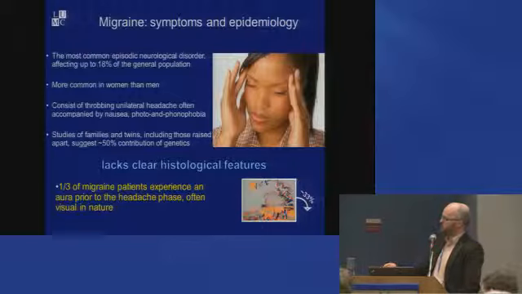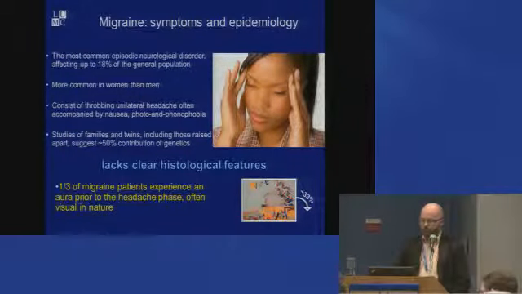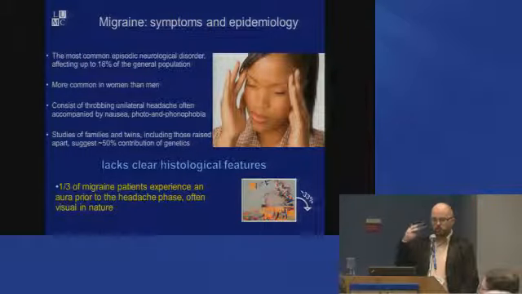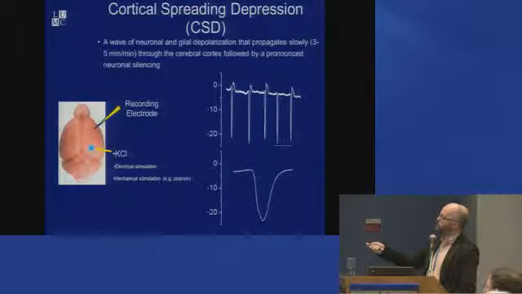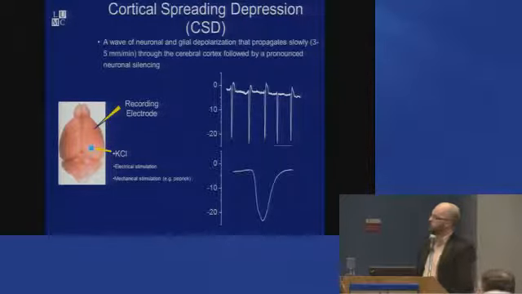One third of migraine patients experience an aura an hour prior to the headache phase, often visual in nature. This visual disturbance in the visual field is actually caused by something called cortical spreading depression, which is a wave of neuronal and glial cell depolarization. It basically propagates through the cortex.